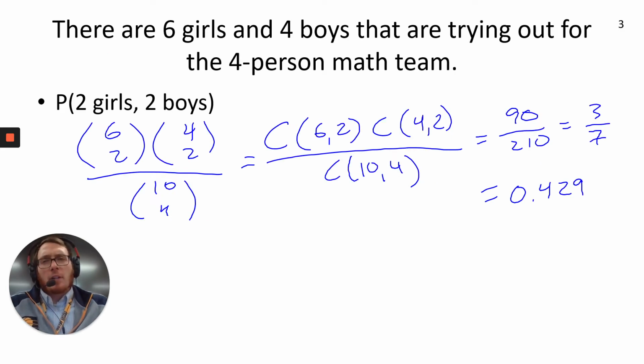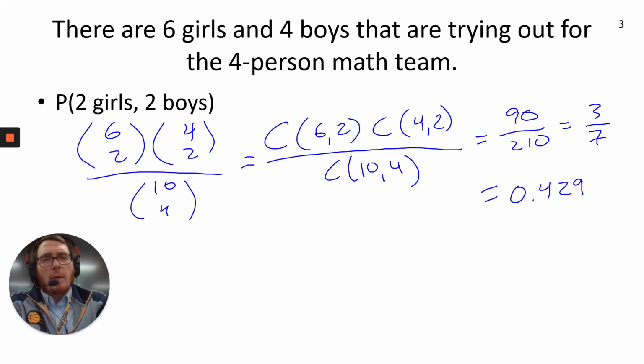Okay, the next thing that we're going to look at is a more complicated version of a combination question. This is a good example of a style of question that you will look at a lot, especially when we get to some of the card counting type situations. So there's 6 girls and 4 boys trying out for the 4-person math team. I want to find the probability that I pick 2 boys and 2 girls on the team. Most importantly, order doesn't matter in how you were picked.